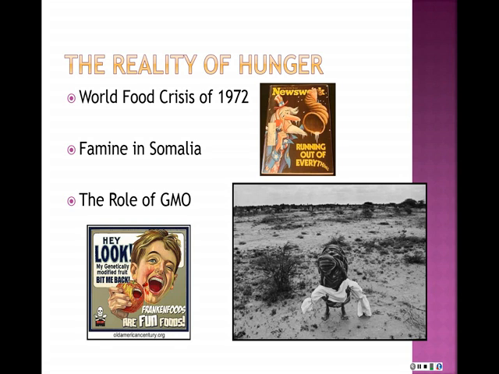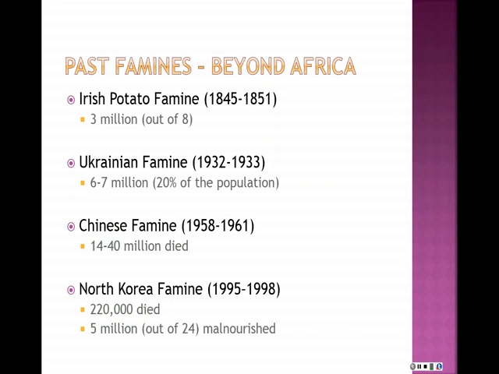All right. Past famines that are beyond Africa that we know about. Of course, the Irish potato famine killed about 3 million people in the middle of the 1800s. The Ukrainian famine during the Great Depression, about 20% of their population. The Chinese famine, the data is so hard to ascertain. We know why data is hard to get. We learned about that in the second module. The North Korean famine that happened in the 1990s, not only famine, but people continued to be malnourished.